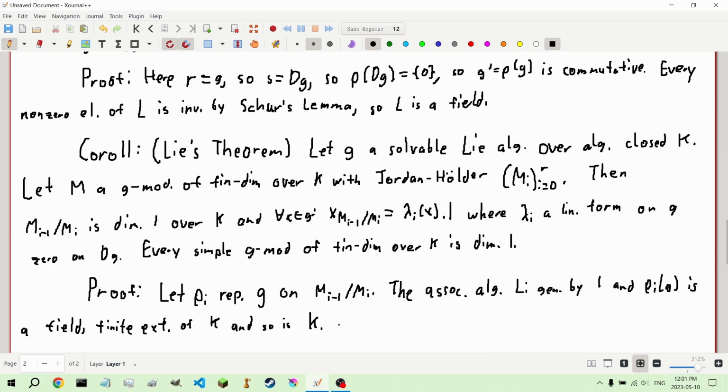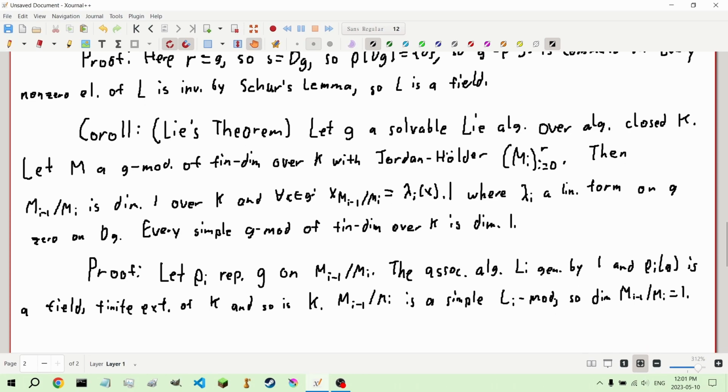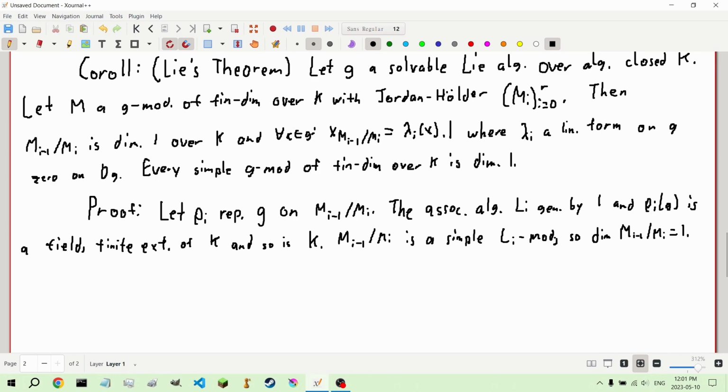M_{i-1} over M_i is a simple L_i module, so the dimension of M_{i-1} over M_i is 1. And that's all they bother proving here, so that's all we'll bother proving here.